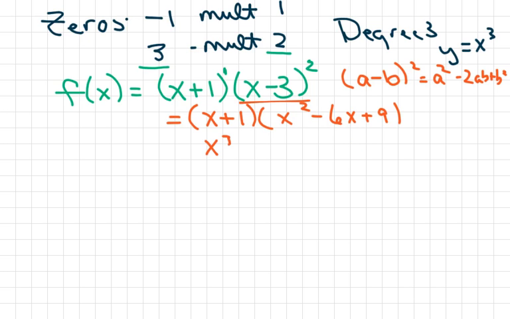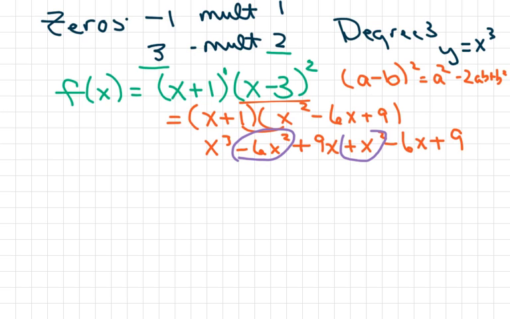X cubed minus 6x squared. This is not that hard. And then the 1 just means you just write the same thing down. 1 times x squared is x squared. 1 times negative 6x is negative 6x. And then you have your 9. And is there anything I can clean up? I can combine these two. And I can also combine these two here.